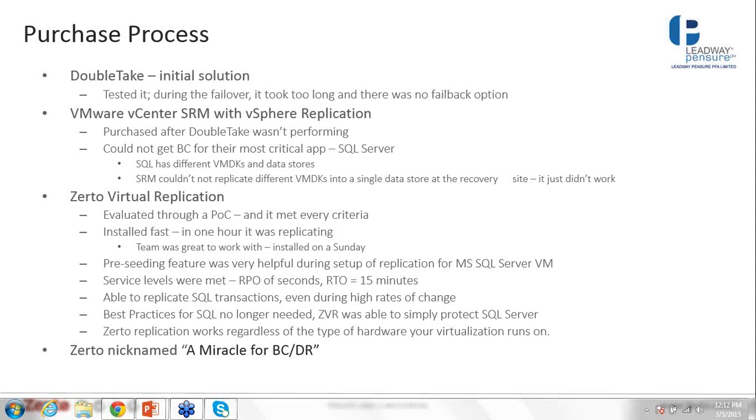Everything we needed about replication, Zerto had. And I coined Zerto as a miracle for BC and DRO, because really it was a miracle for us after the long search and hard work of getting a solution. Next slide.